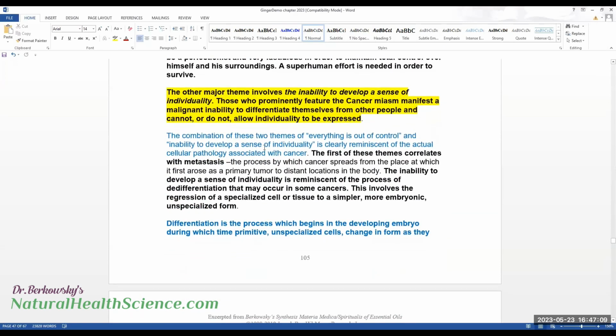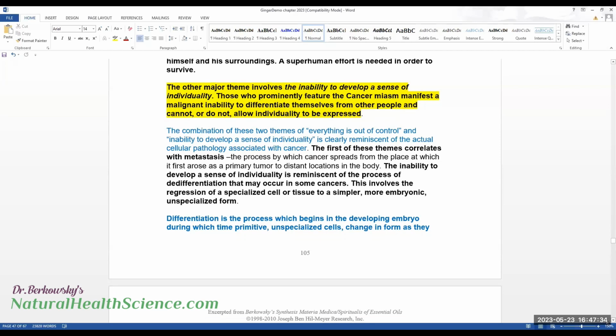So the combination of these two themes, everything is out of control and the inability to develop a sense of individuality, is clearly reminiscent of the actual cellular pathology associated with cancer. The first one I discussed was metastasis. The second one has to do with the process of de-differentiation that may occur in some cases. So let's discuss what differentiation and de-differentiation are, because it's something you should know.